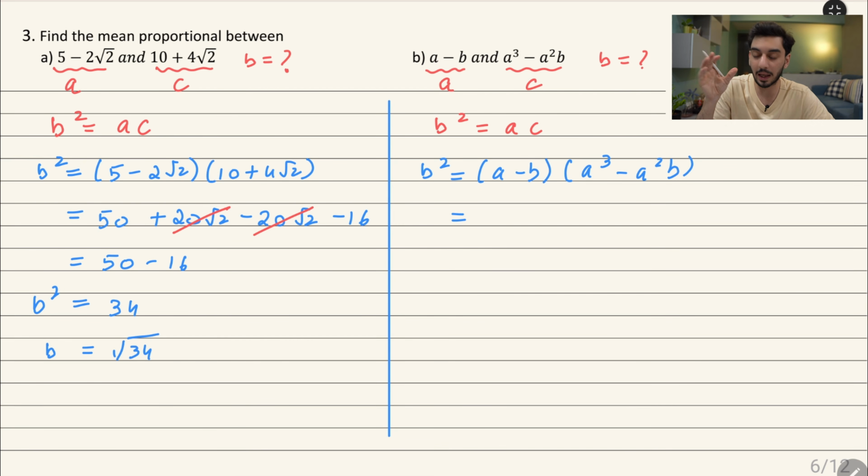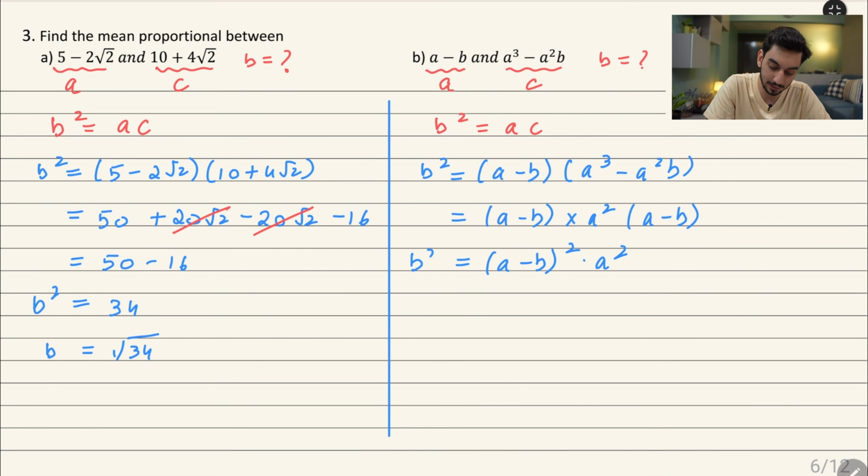Now I just feel like I can factor out an A square from the second bracket. So the first bracket A minus B remains as it is. From the second bracket, if I factor out A square, I'll be left with A minus B. Now I can see there is a minus B, there is another A minus B, these two combine and become A minus B all squared. So this is A minus B all squared times A square, and this thing is equal to B square.